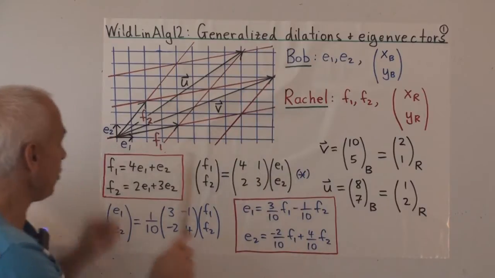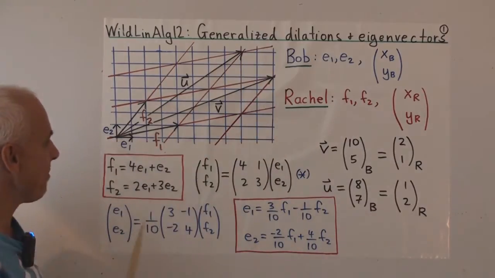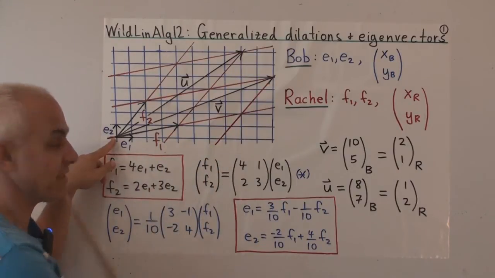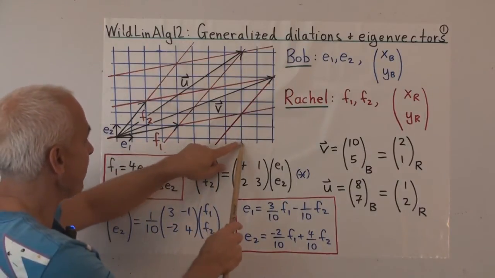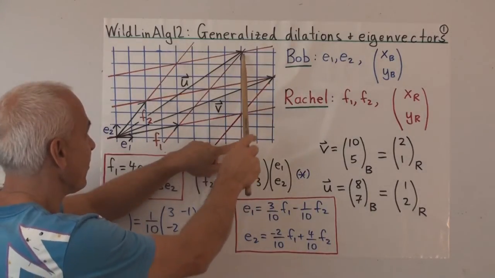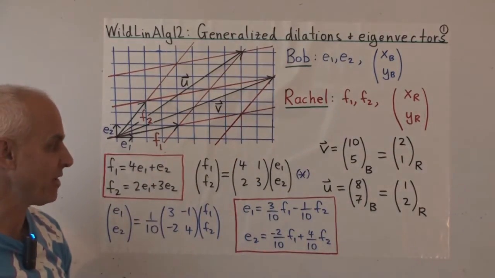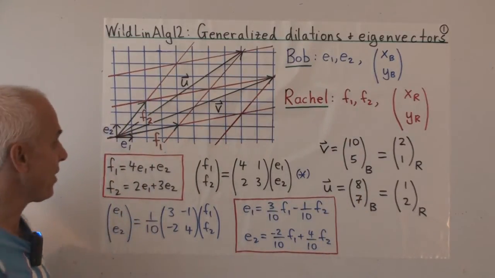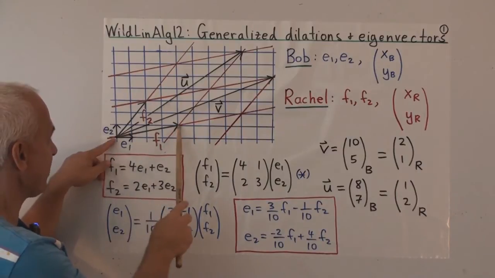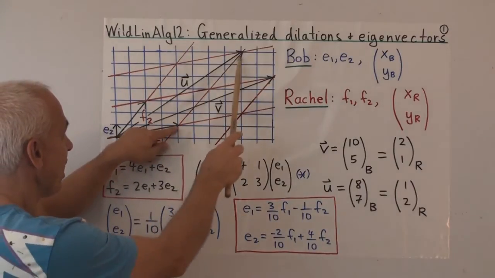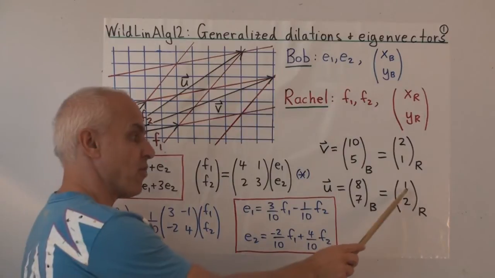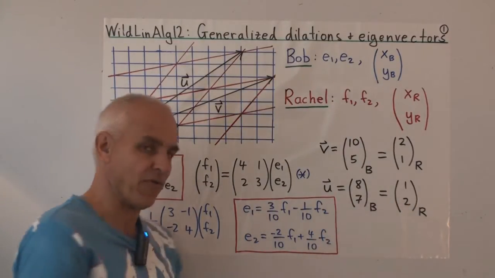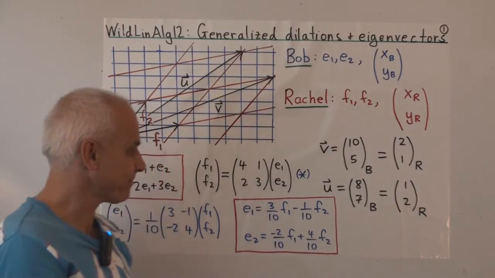Suppose we consider the vector u, which is from here to here. Bob would measure that as 1, 2, 3, 4, 5, 6, 7, 8 in the E1 direction, and 1, 2, 3, 4, 5, 6, 7 in the E2 direction. So he would represent it by the vector 8, 7. On the other hand, Rachel would represent that as 1 times F1 plus 2 times F2, so she'd represent it by the coordinate vector 1, 2. So dividing by 5 is not how we go from here to here, it's a little bit more subtle.